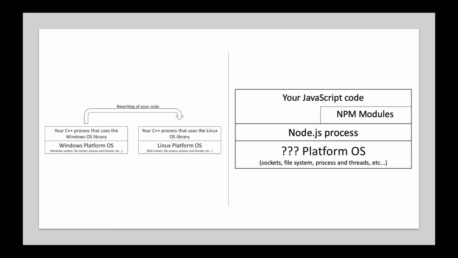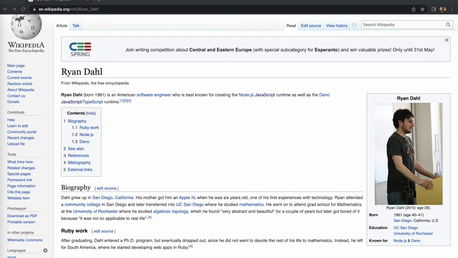So the application writers would just have to write to that abstraction layer, and then they'd be safe. But still, you had to do that work yourself. So what happened is that a person named Ryan Dahl knew this concept. He was pretty smart, and he decided, I'm going to do this for people who are writing JavaScript applications.